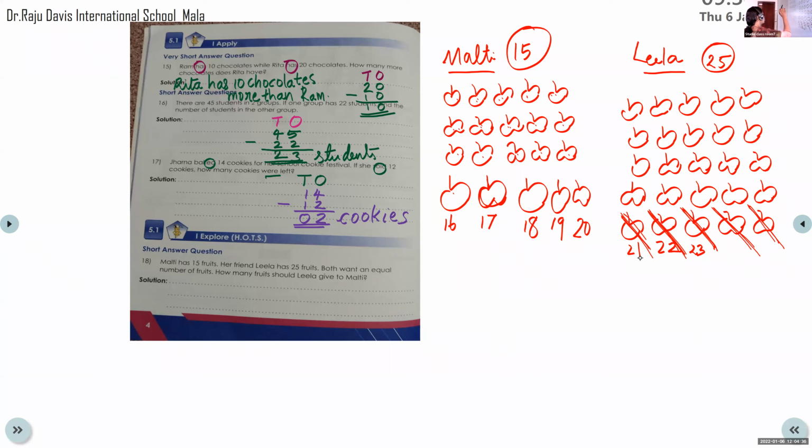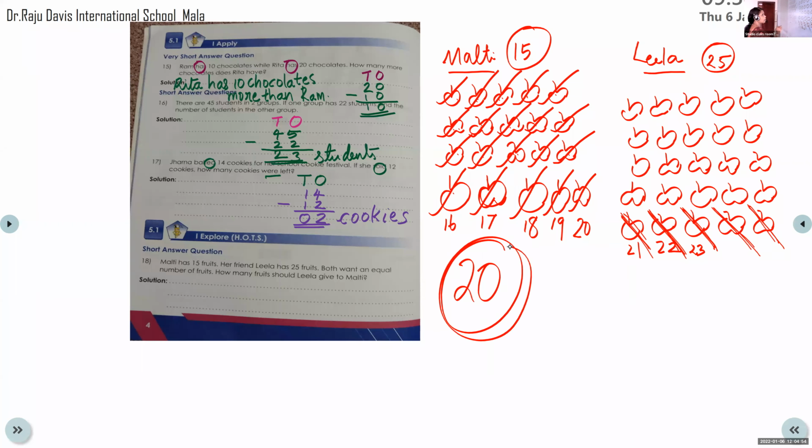Let's count once again. See Malati: 1, 2, 3, 4, 5, 6, 7, 8, 9, 10, 11, 12, 13, 14, 15. 15 was there. Now 16, 17, 18, 19, 20. Now it becomes 20. Now let's see Leela: 1, 2, 3, 4, 5, 6, 7, 8, 9, 10, 11, 12, 13, 14, 15, 16, 17, 18, 19, 20. Now she is also 20 only. Now it becomes equal.